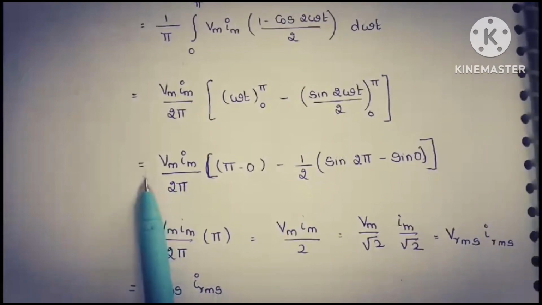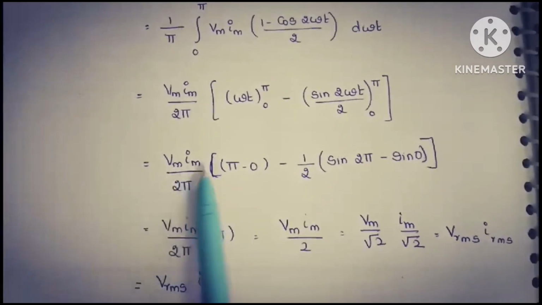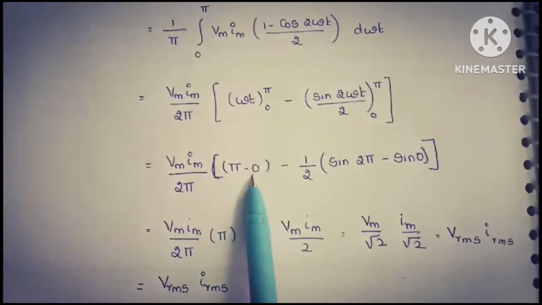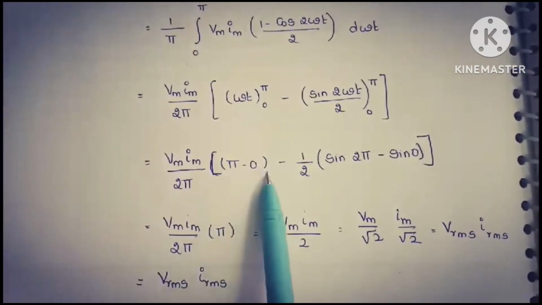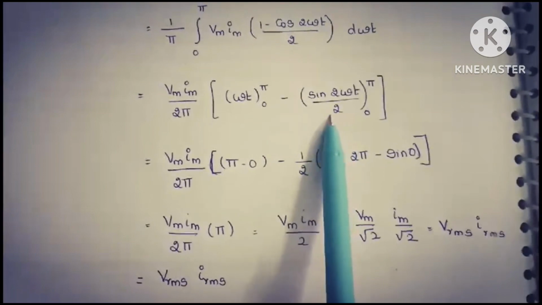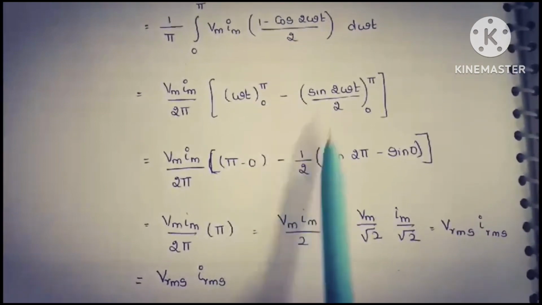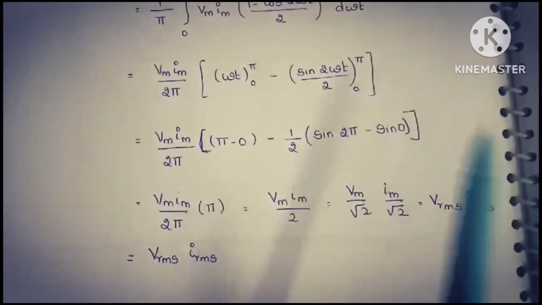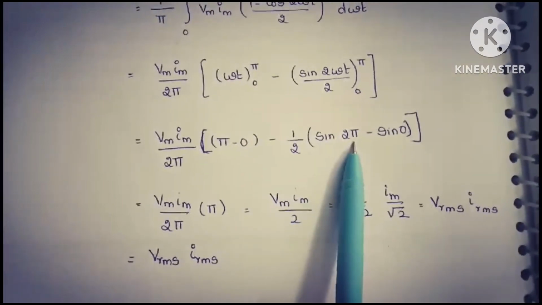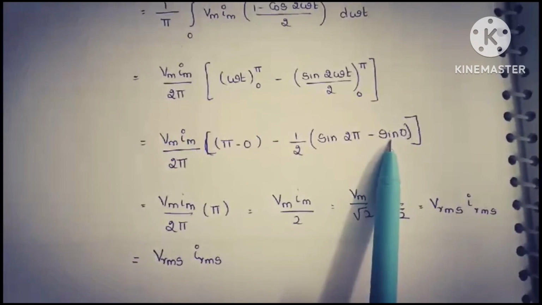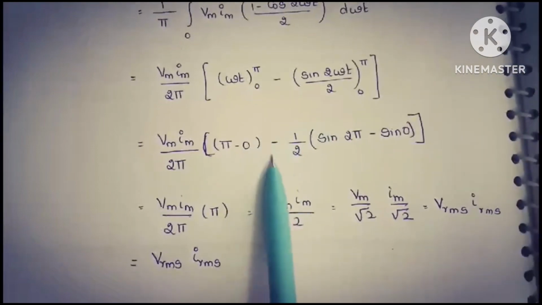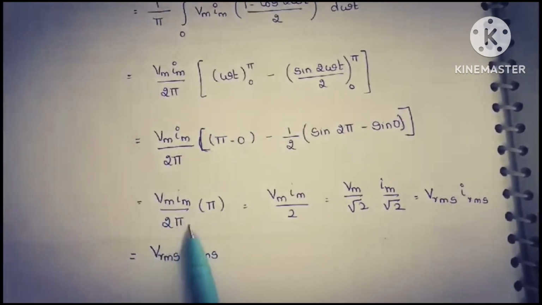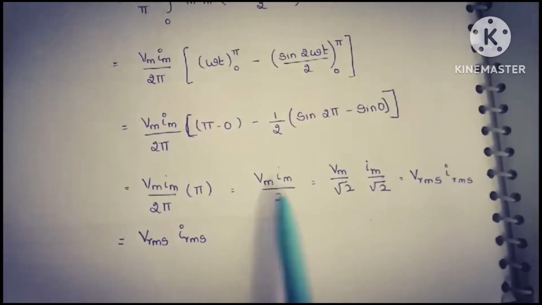Therefore, we can write this equation as Vm Im by 2 pi, substituting the upper limit minus lower limit: pi minus 0 minus, bringing the 1 by 2 outside, 1 by 2 (sin 2 pi minus sin 0). Sin 180 is 0, sin 0 is also equal to 0. Therefore, this term becomes 0. Therefore, we can write the equation as Vm Im by 2 pi into pi, which is equal to Vm Im by 2.